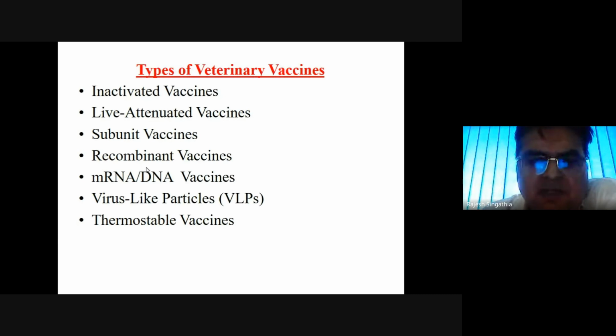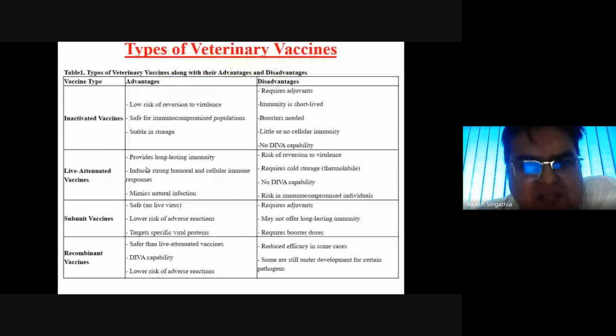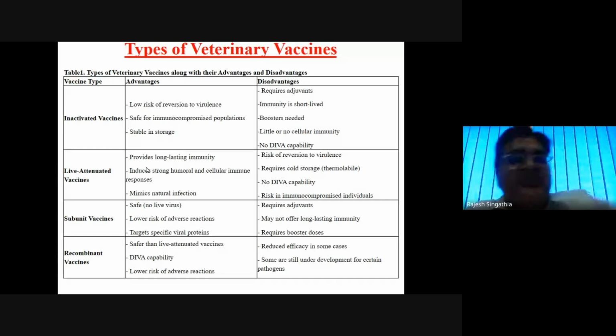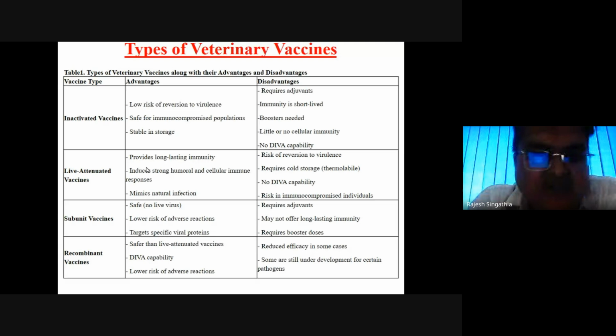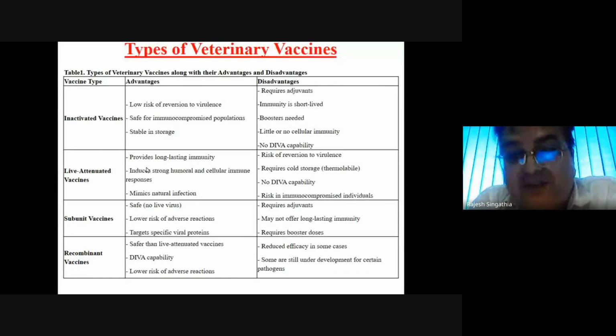Now we discuss the advantages and disadvantages of these vaccines. First of all, the inactivated vaccine. As the name indicates, these are inactivated vaccines. The advantage of this vaccine is that there is low risk of reversion to virulence, because nothing is viable in this vaccine. It is safe for the immunocompromised population and is stable in storage. But there are some disadvantages also. They require adjuvant.